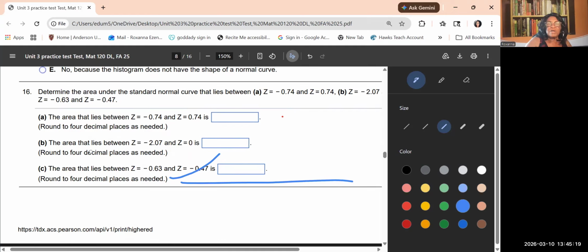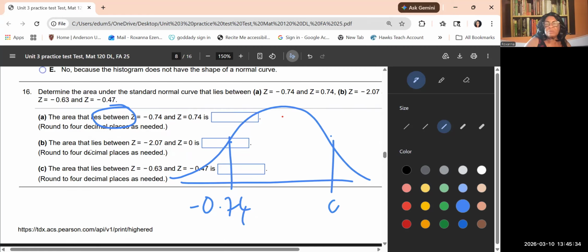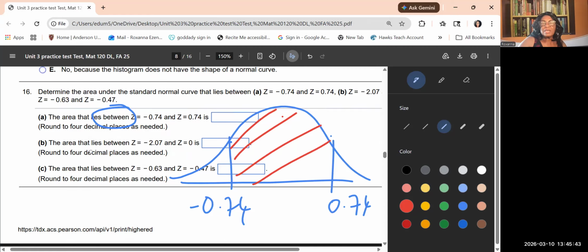So I'm told to find area between. So I got to be careful. So negative 0.74 and 0.74. And I'm told to find the area here, the shaded region, not the area to the left or the area to the right. So please read your questions. Human beings make mistakes. Doesn't matter how long you have been doing this. So I'm told to find the area between.